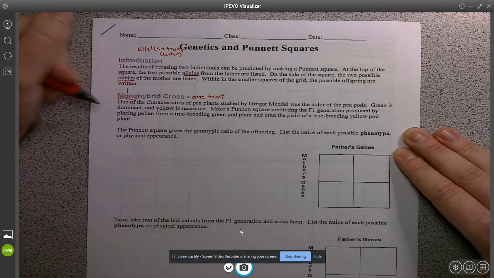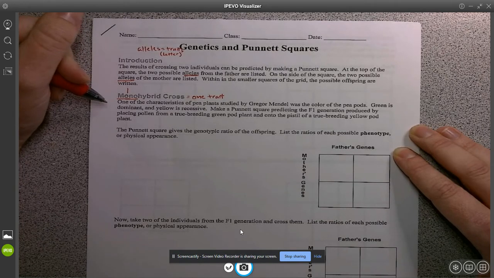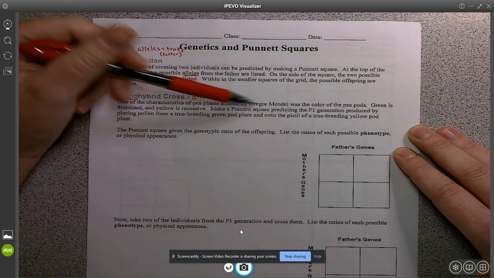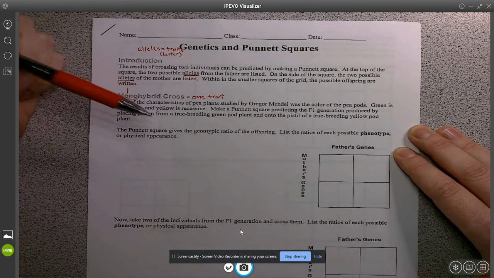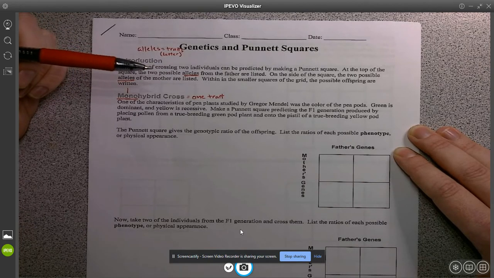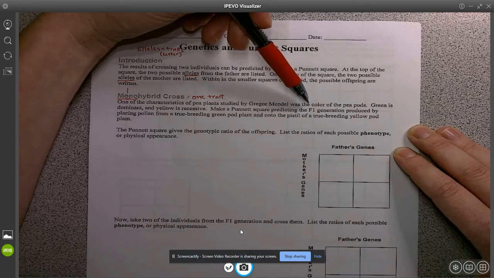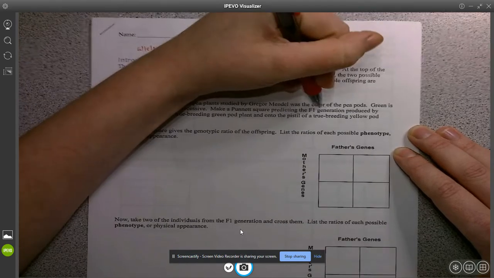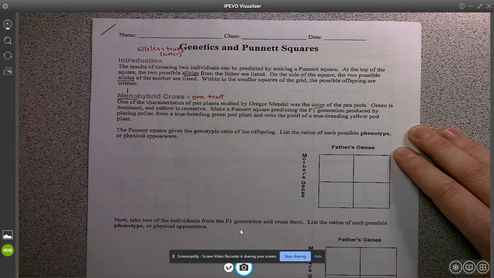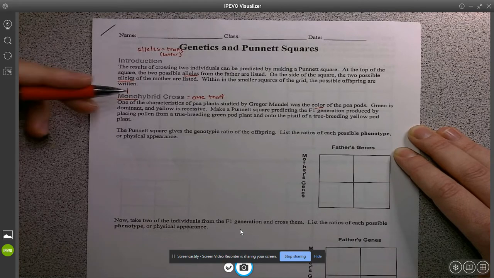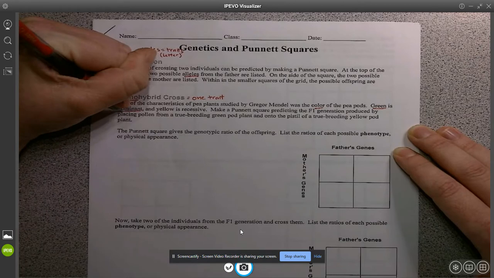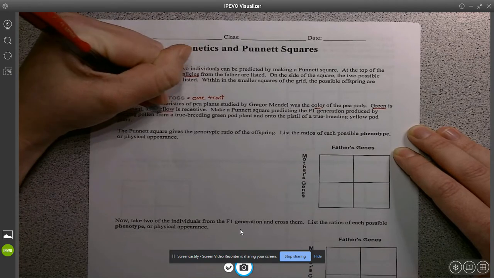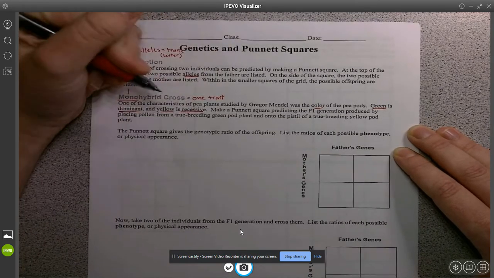One pattern I see, of the characteristics of pea plants studied by Gregor Mendel. Remember the guy that was really into pea plants and noticed genetics. Sorry, that was the bell saying to change classes. Was the color of pea plants. So our trait is going to be color. Green is dominant. That's important. I'm going to put green, dominant. And yellow is recessive.